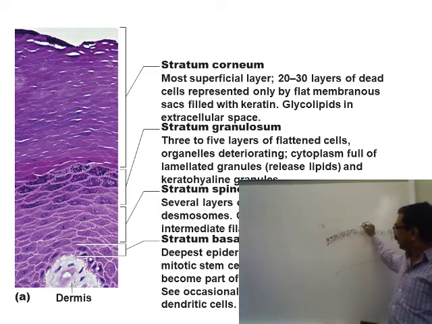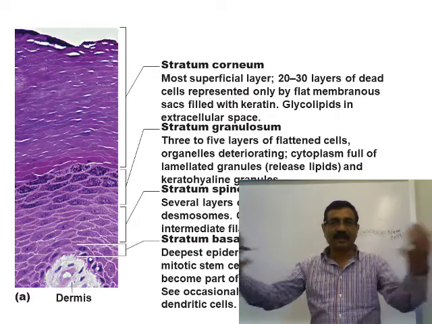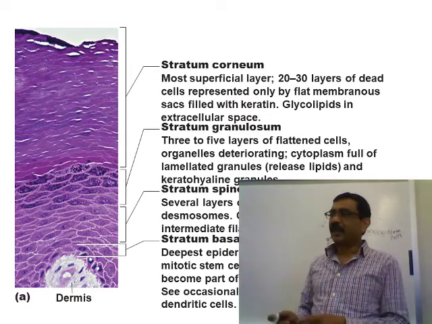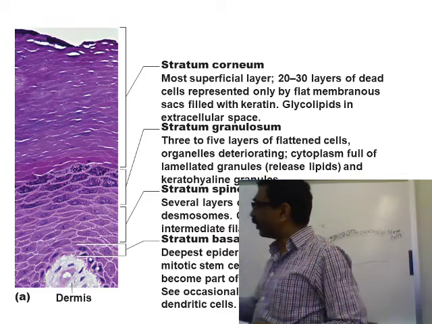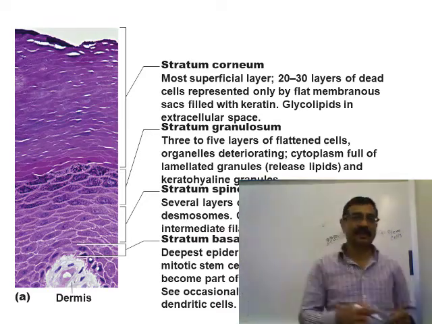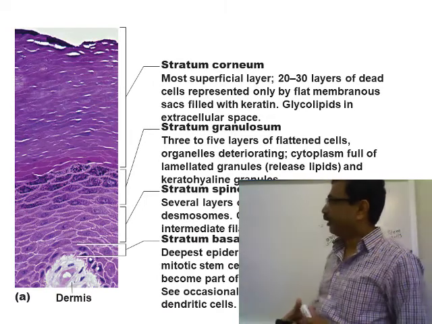Also, this layer has dendritic cells. You remember I said there are two types of phagocytic cells present in the skin, right? One is the macrophage, another is the dendritic cell. So this layer contains a lot of phagocytic cells, dendritic cells. So those are the two things in this layer.